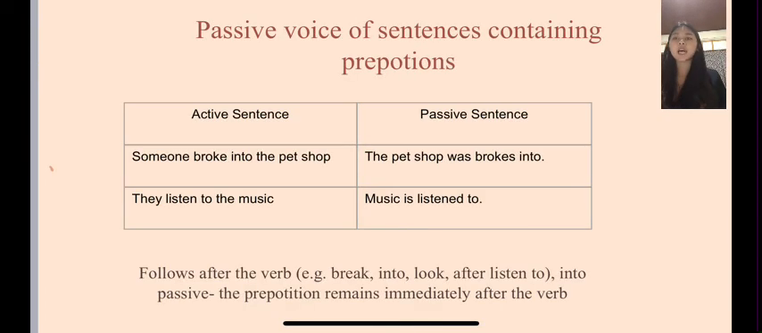Okay, next there are passive voice of sentence containing preposition. Active sentence follows after the verb break into, look after, listen to. Into passive, the preposition remains immediately after the verbs. For active sentence, someone broke into the pet shop, and the passive becomes the pet shop was broken into. Okay, or they listen to the music. Passive sentence becomes music is listened to.